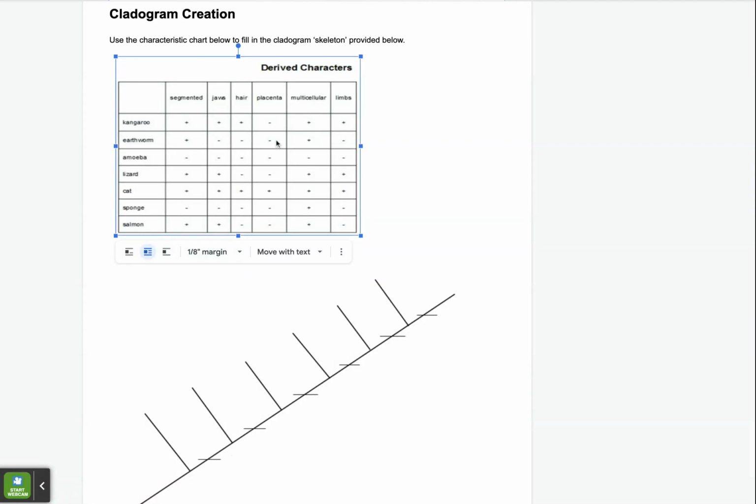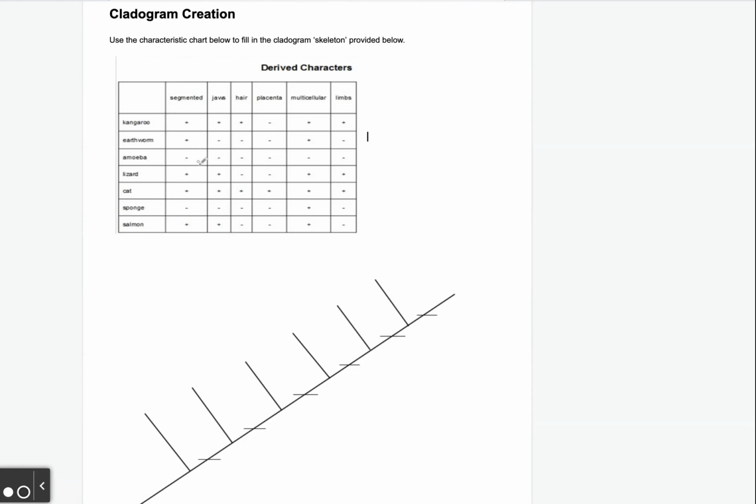So also note on this handout, or the table, that it gives you these traits: segmented, jaws, hair, placenta, multicellular, and limbs. Then it either has a plus or a minus. Plus means it has the characteristic, minus means it does not have the characteristic.